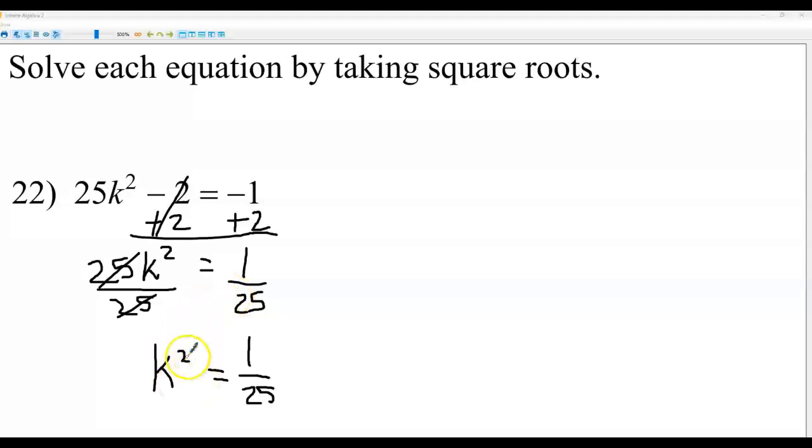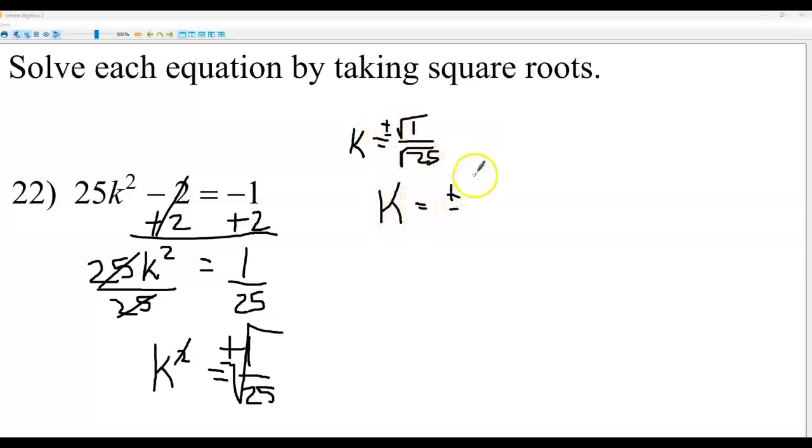So to solve for k now, we can get rid of the little 2, and we could put a square root on this guy and put a plus and a minus in front of it. When you want to find the square root of a fraction, you're just going to be finding the square root of the top and the bottom separately. So the square root of 1 is 1, and the square root of 25 is 5. So my final answer would be plus and minus 1/5.